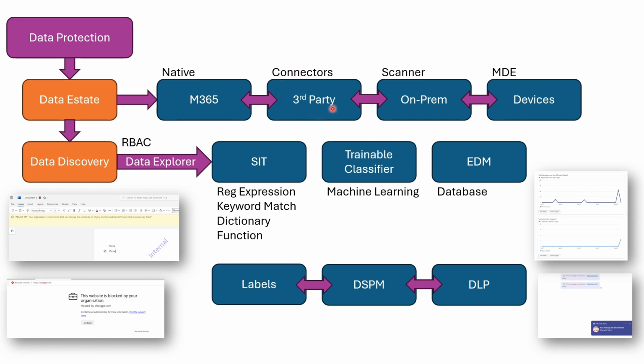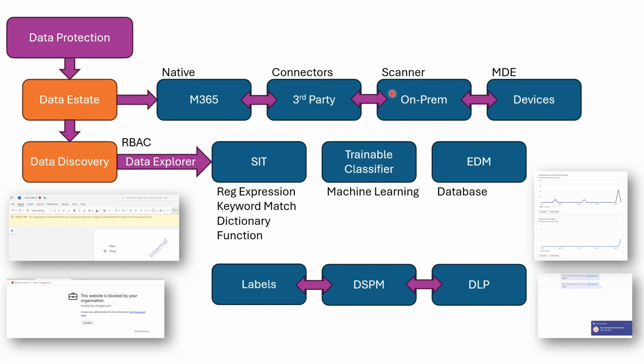We have third-party connectors. Third-party connectors could be Salesforce, ServiceNow, LinkedIn, WhatsApp, right? These are all third-party data sources where data could be held or stored, which in this case we still want to be able to identify, assess, and protect. So what we do is we set up connectors for the individual data sources and ingest that data into Microsoft Purview.